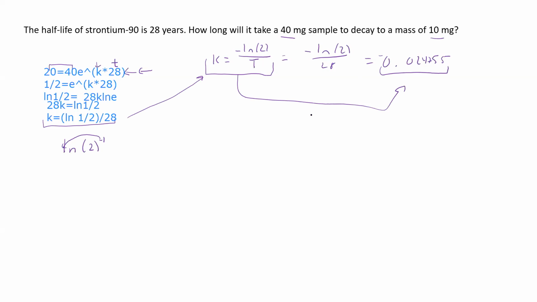And then what you do is you just plug everything back in now with the final mass, 10, the original, and then it's e to the, now we have a negative 0.024755 times t. And now that's what we're going to solve to find out the time to get all the way down to 10. So now you just have to do basically the same things you did here, but now we do it and solve for t.